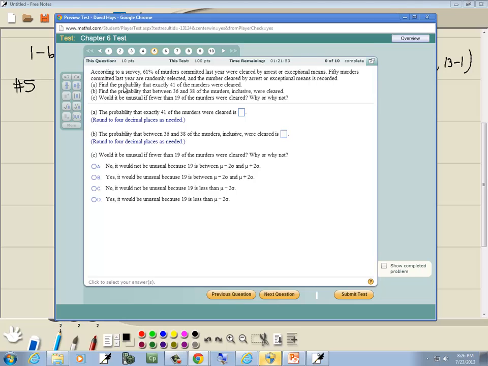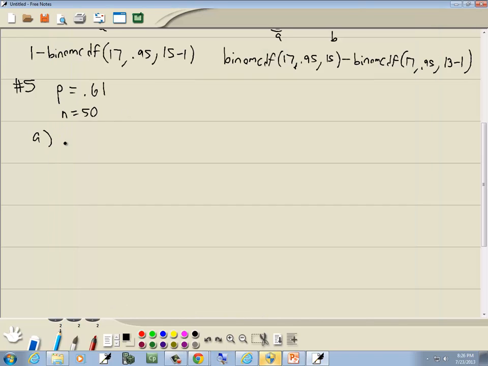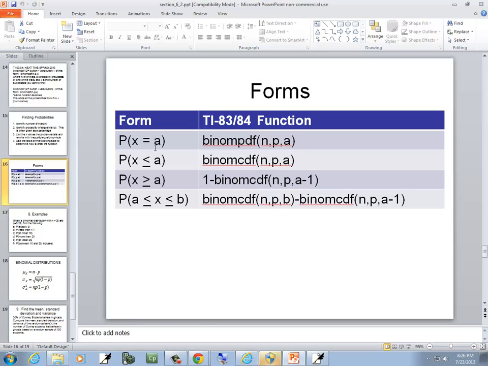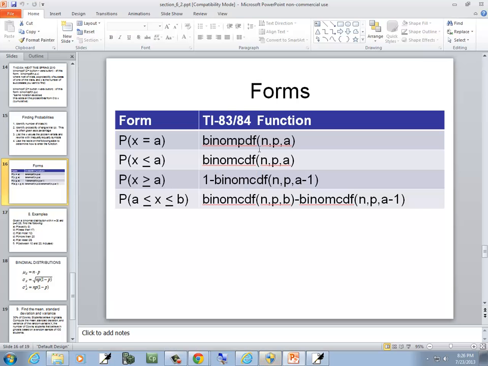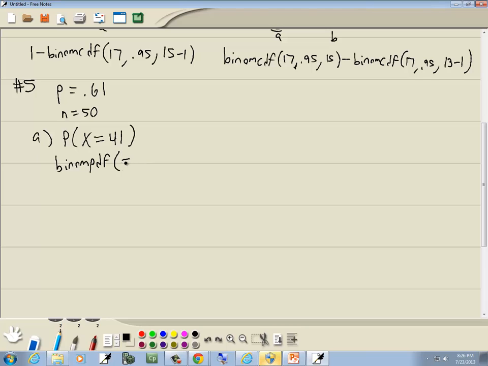Part A: find the probability that exactly 41 of the murders were cleared. Exactly 41 means x equals 41. This matches our first form, so we'll use binom PDF with N, P, A. N was 50, P is 0.61, and A would be the 41. This is our A when it's of that form.